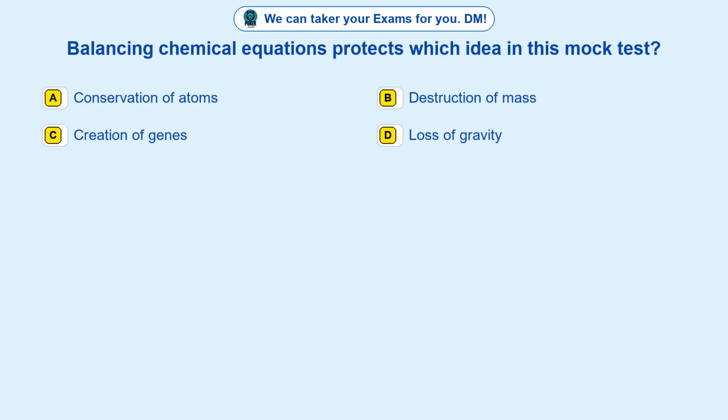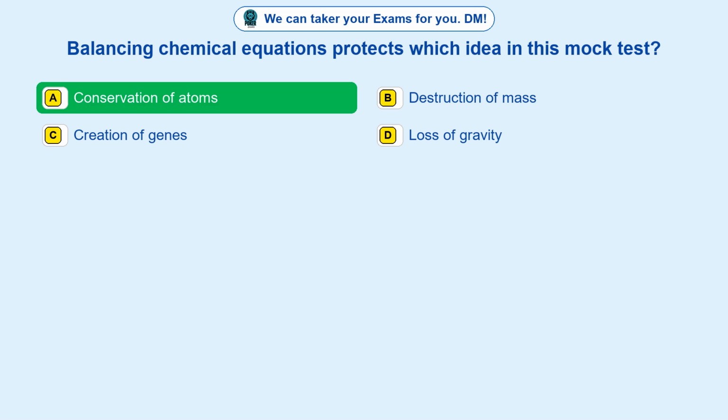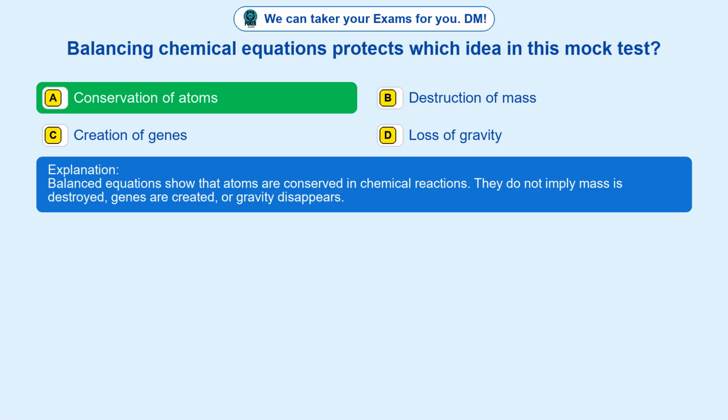Question 39. Balancing chemical equations protects which idea in this mock test? Option A, conservation of atoms. Option B, destruction of mass. Option C, creation of genes. Option D, loss of gravity. The correct answer is option A, conservation of atoms. Balanced equations show that atoms are conserved in chemical reactions. They do not imply mass is destroyed, genes are created, or gravity disappears.